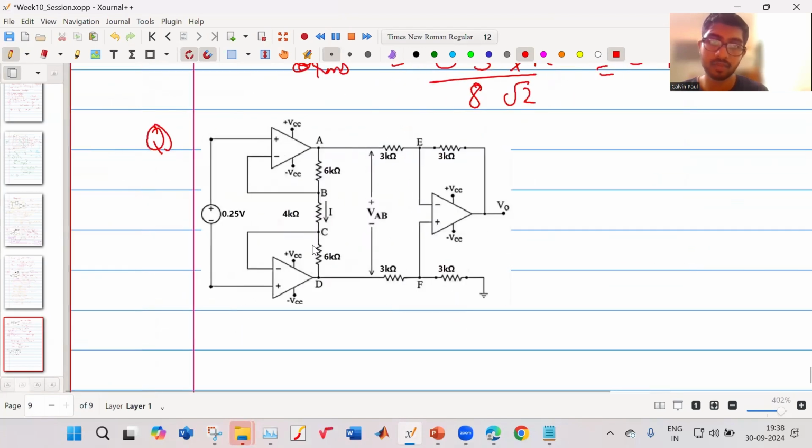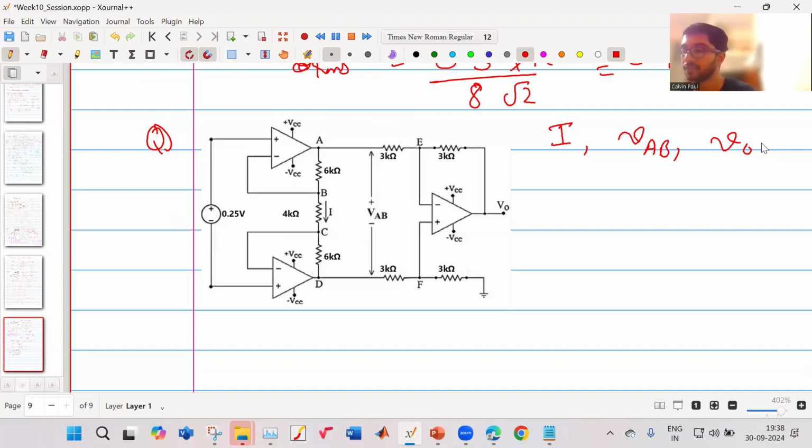Okay. So first they told we have to find I, we have to find VAB, we have to find V output. So what is I? What is the value of I? How will I find? I means the input current, sir. Input current. This is the input current.